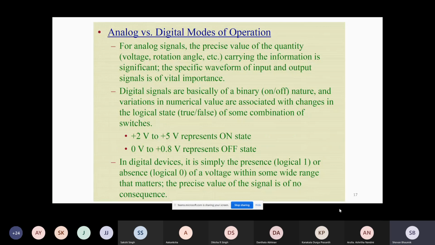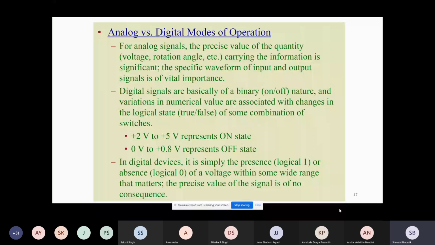Now today we'll discuss the analog and digital mode of operation. So instruments can be classified as active and passive. Again, they can be classified into two types of operation, like analog operation and digital operation. So in analog signal operation, the precise value of the quantity carrying the information is significant. That means you will get the precise value. It is fully continuous.